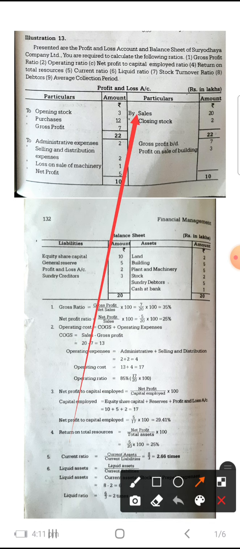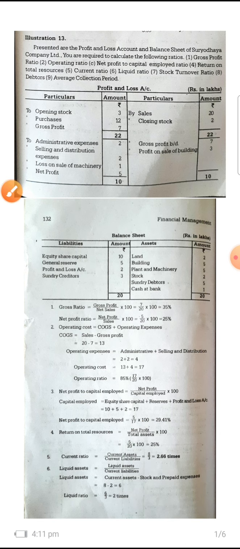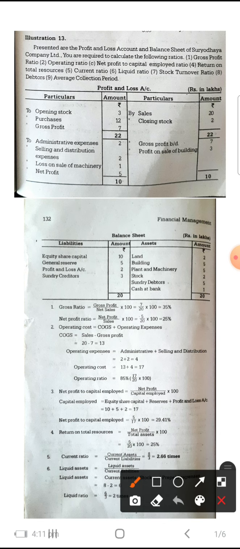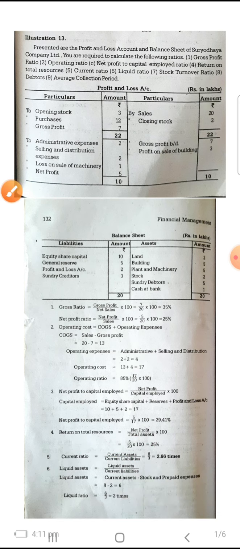The fourth point given in the problem is return on total resources. Now what is the formula of return on total resources? Net profit divided by total assets into 100. See the net profit is given here. Net profit is 5. The total assets are 20. So 5 divided by 20 into 100, it is 25%.